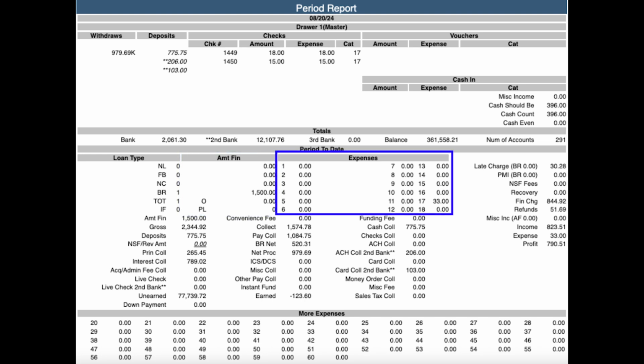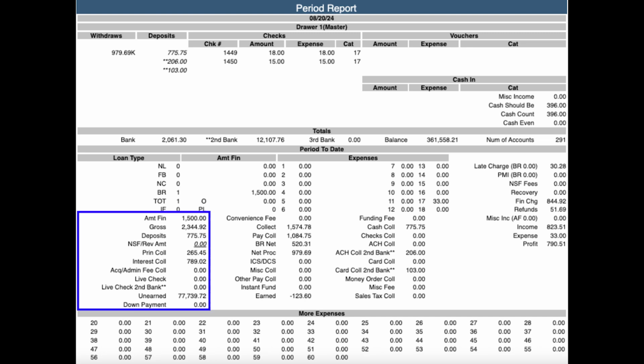Expenses: office breakdown of expense categories. Expenses 2 and 14 cannot be changed. Category 2 is used by the software to post bad debt charge-offs at month and year closes. Category 14 is used to post cash drawer overages and shortages. Expense categories can be named according to your specific accounting needs.